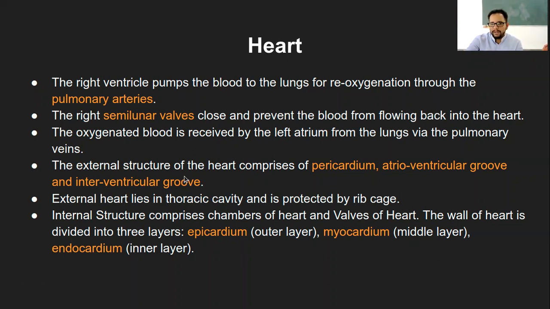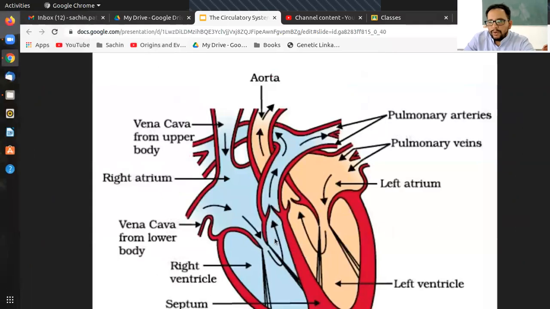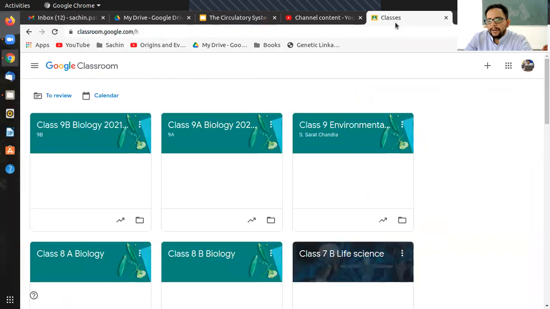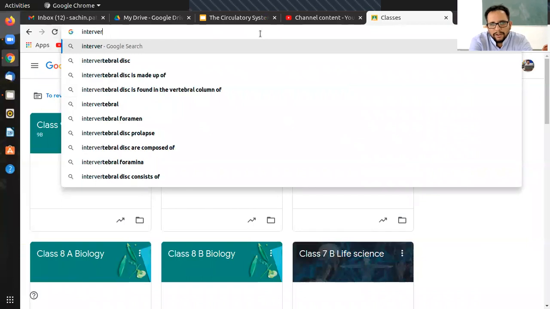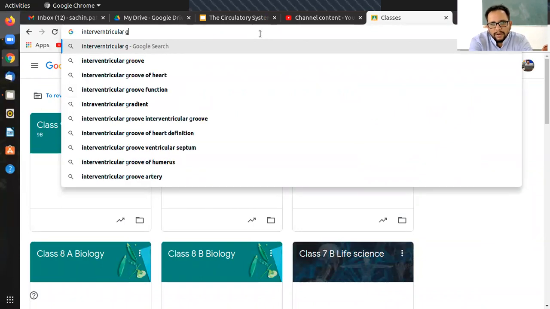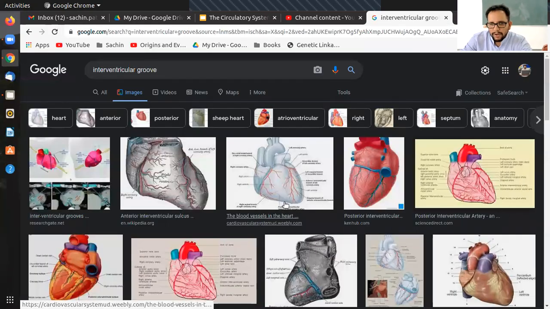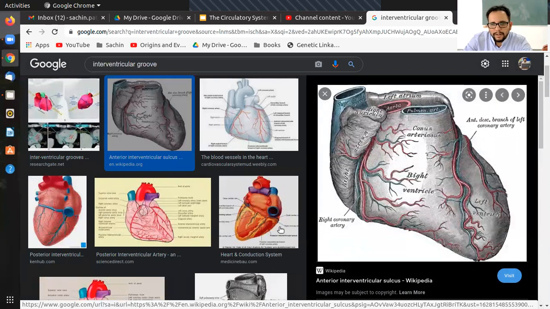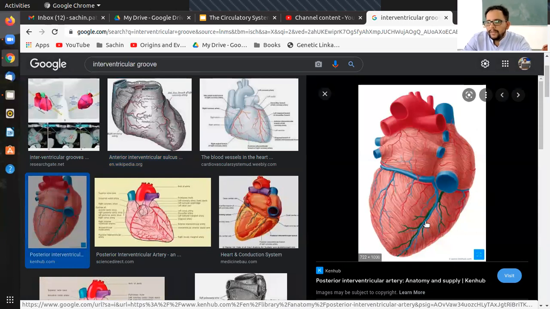So in short, if you look at this particular diagram, these are the lower chambers, that is interventricular. Now you can imagine, or let me show you in the other diagram. I guess that would be much better. Interventricular groove. So let's see if we look at this now. Yeah, I guess this is a good one.